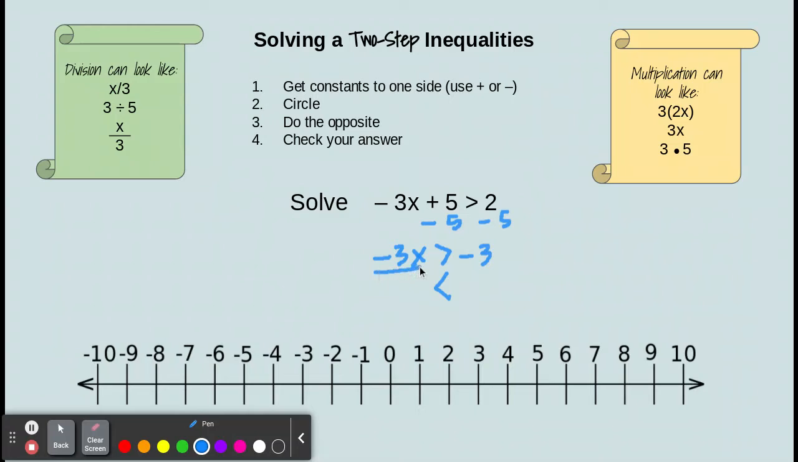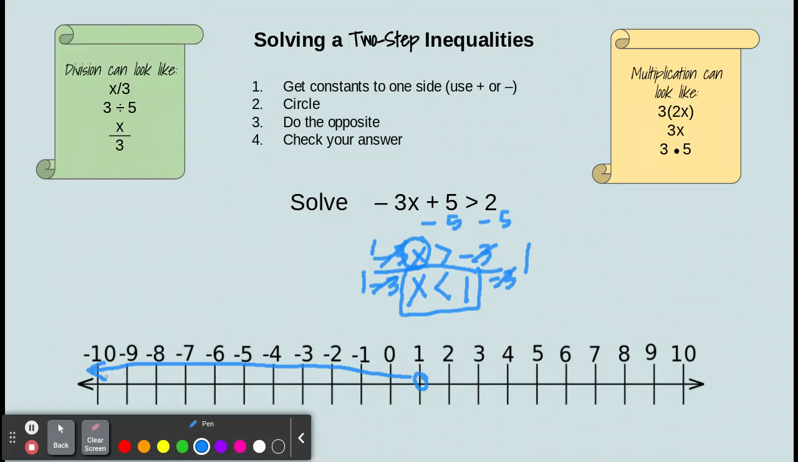Okay, since I said it was a multiplication, we know we need to divide both sides by negative 3, right? So negative 3 divided by negative 3 is the same as just 1. So there's our x. And then negative 3 divided by negative 3 is 1. So our solution is x is less than 1. All right, so let's look at that on the number line. Here's 1. In which direction is less than? It's to the left. So our arrow goes all the way to the left.